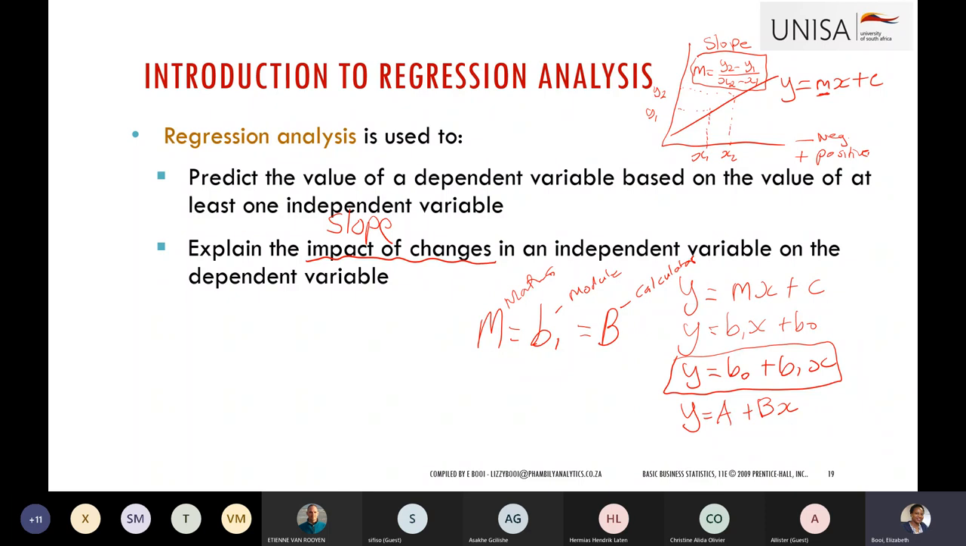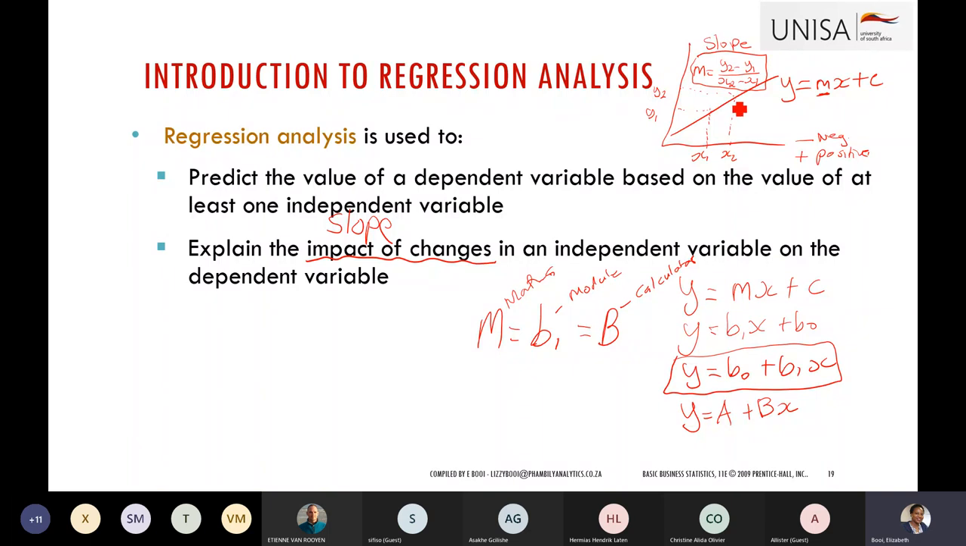For the rest of the module, we're going to be using B1, because in your study guide, I think you're using B1. In the textbook, I think they're using B1. On your calculator, we use B. So don't get confused. You need to write all this down, because when we start doing activities and exercises and we start using our calculators, I don't want you to get confused.